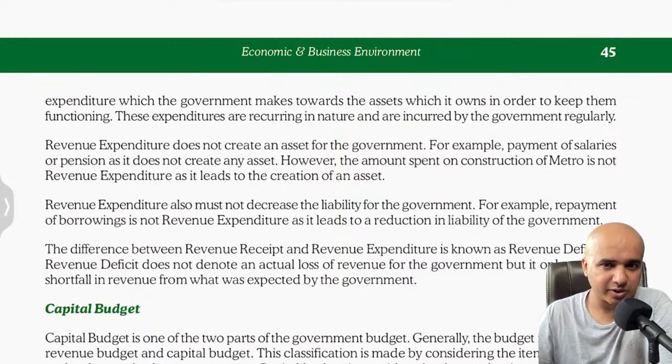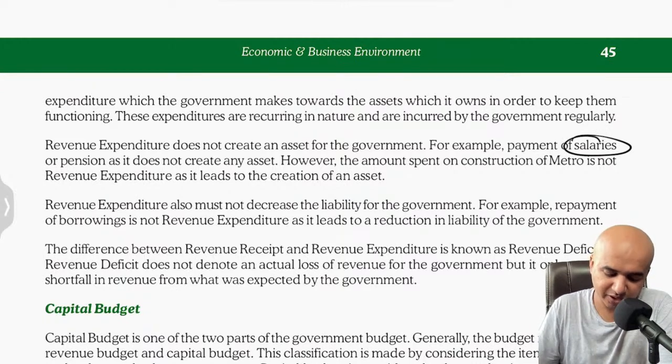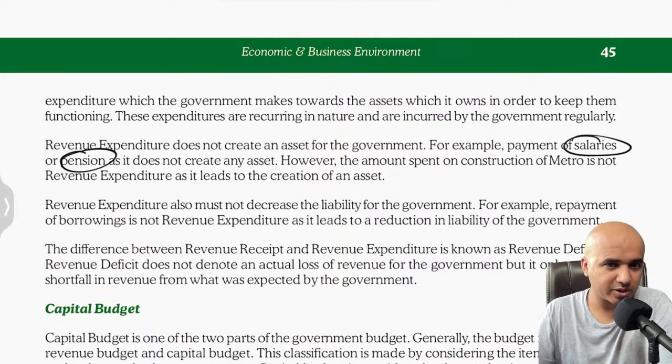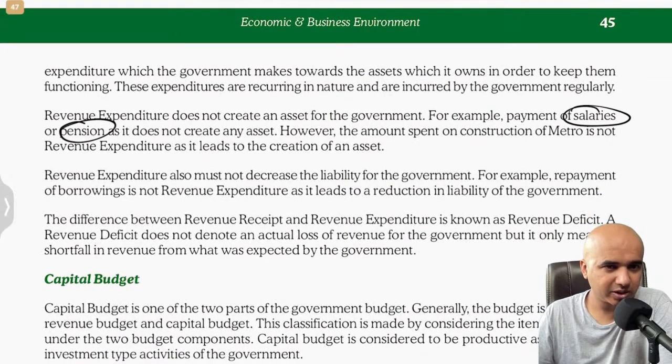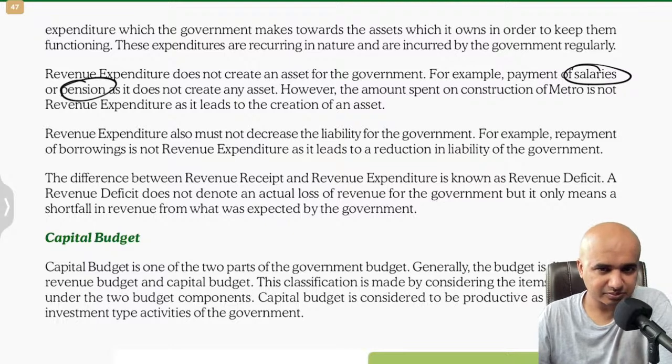So this is their revenue expenditure. For example, payment of salaries or pension to its employees or former employees. All these will not create any asset for the government, but since they were working or they are working to make sure that various assets of government are functioning or maintained properly, the government has to incur all these expenses. And they've also given the example of metro, but metro cannot be considered as revenue expenditure. That's what they say. It will be a capital asset and it will be capital expenditure.